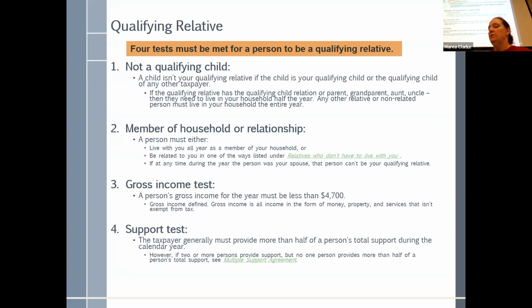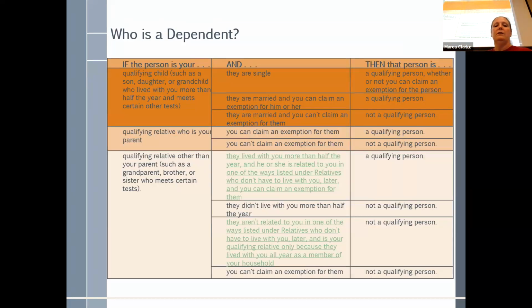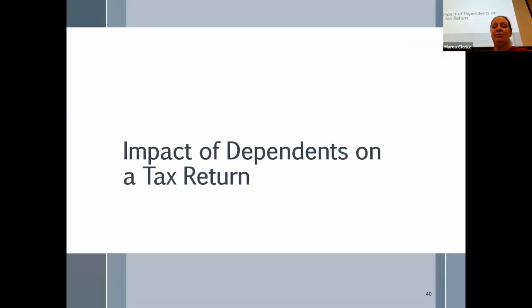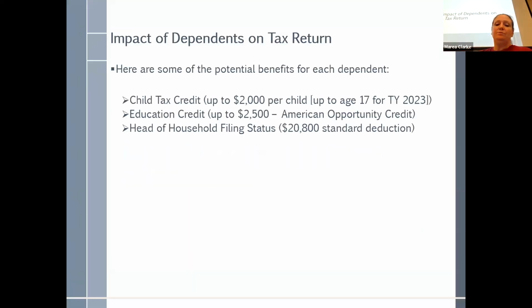All right. So those are the criteria to be a qualifying relative. So two kinds of dependents: qualifying child and qualifying relative. All right. Here's a list of all those good things. We're going to skip over those, let you read those later. All right, there's even more notes. Again, this is why 4012 is so long, because it has a bunch of good guides for you on that. So what impact do dependents have?